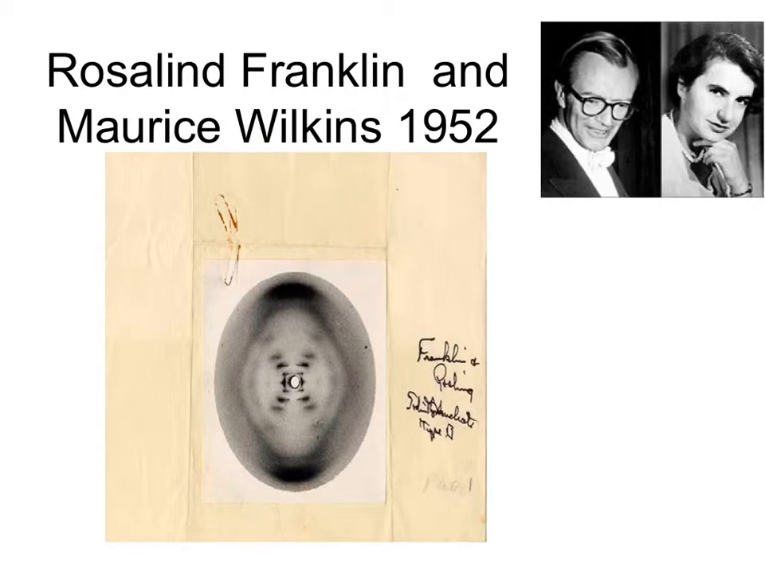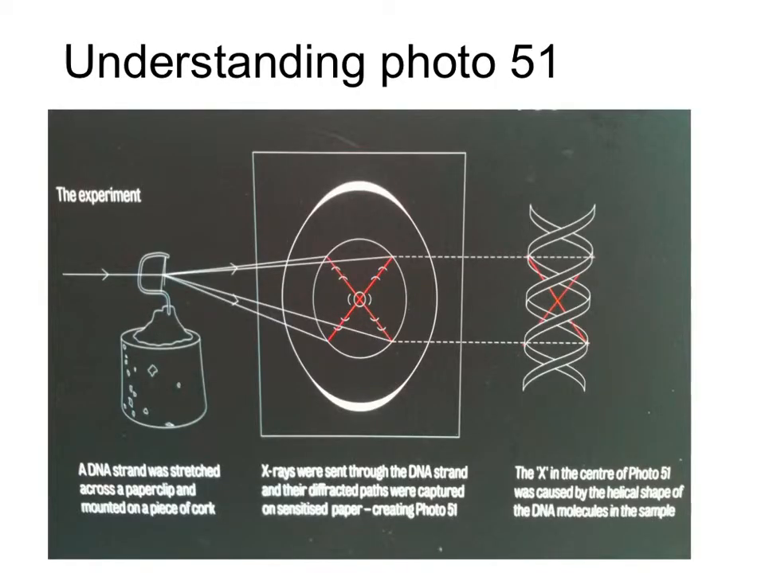Another huge piece of data came from the work of Rosalind Franklin and Maurice Wilkins. The photo in this picture is arguably the most famous photo in biology. It's called Photo 51, and it's the photo that helped Watson and Crick figure out that the shape of DNA is a double helix. The photo was made by Rosalind Franklin using a technique called X-ray crystallography. X-ray crystallography is a really tough technique, and Rosalind Franklin was among the best in the world at it.